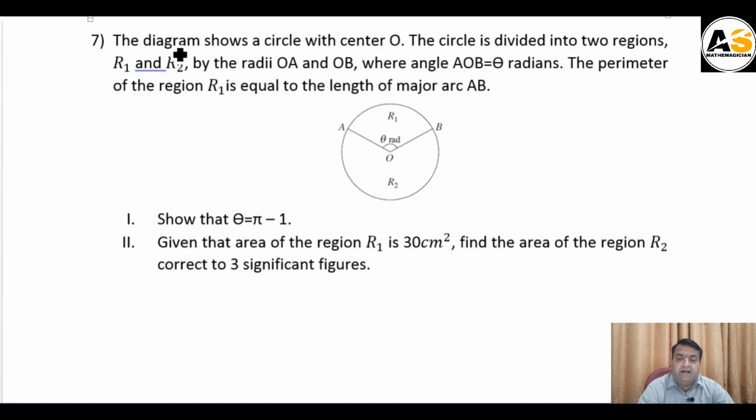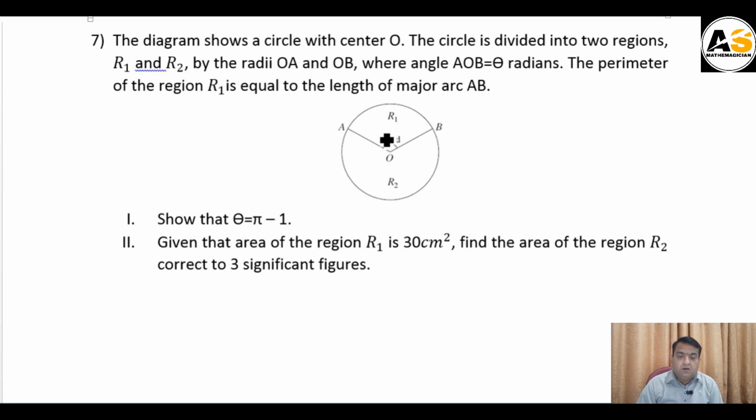We are given a diagram, circle with center O. There are two regions inside the circle, R1 and R2. Radii OA is unknown, but this angle is theta. This angle will be 2 pi minus theta then. The perimeter of region R1 is equal to arc length of major arc AB. We have to show that theta is equal to this. Perimeter of this R1 is equal to arc length of major arc AB.